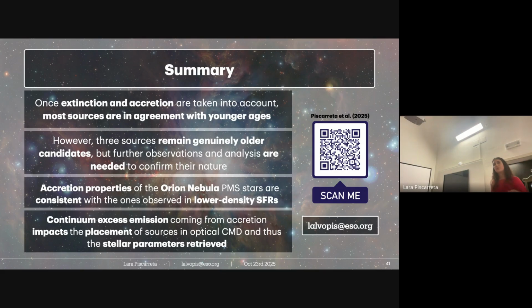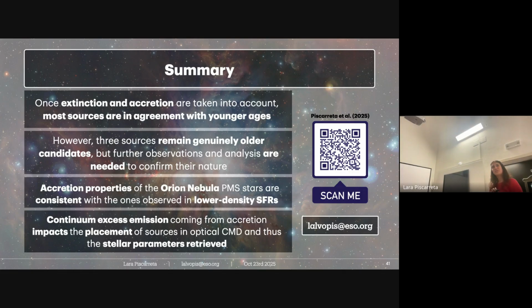Then we saw that accretion properties of the Orion Nebula are consistent with those that we observe in lower density star-forming regions, despite the higher star density, but also the higher irradiation environment. And it seems that the continuum excess emission coming from the accretion process significantly impacts the photometry of pre-main sequence stars. And here on the right, I leave you the QR code for my paper if you want to have a deeper look. It was accepted not so long ago, about 1.5 months, so I'm proud of it.